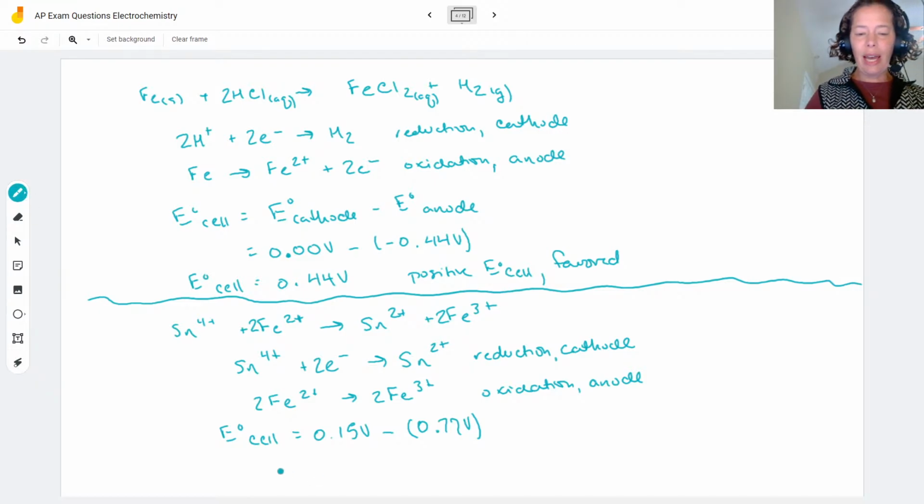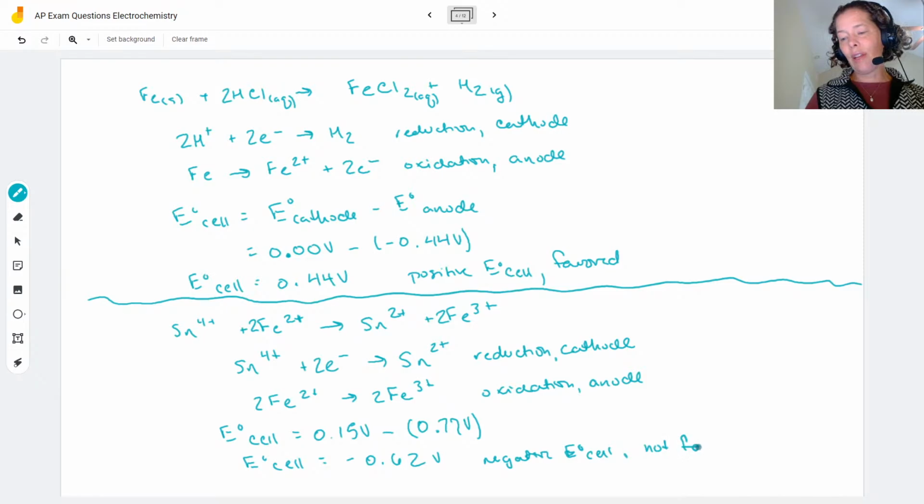Okay, so then we have Ecell is going to equal, for this one, what is that? Negative 0.62 volts. So we have a negative value for Ecell, which means this is not favored thermodynamically. Okay, questions? All right, it looks like either we're very confused or we're not confused at all.